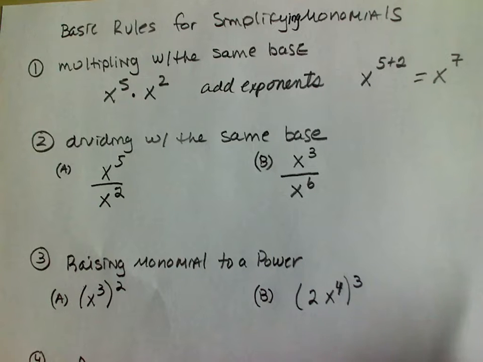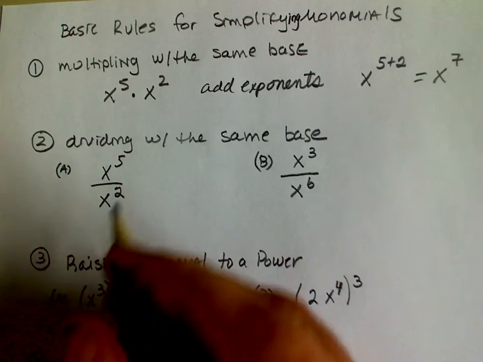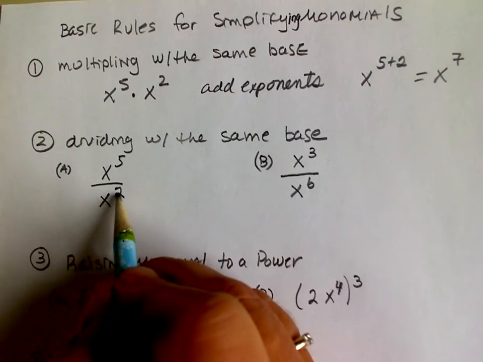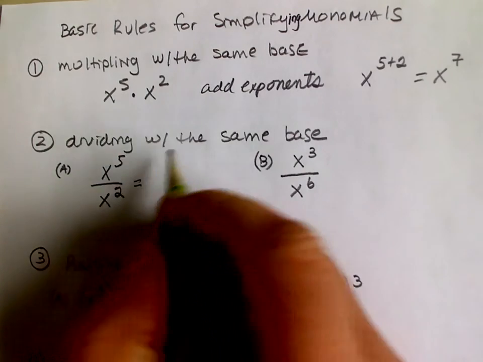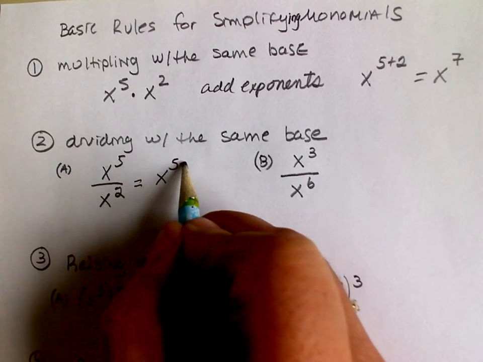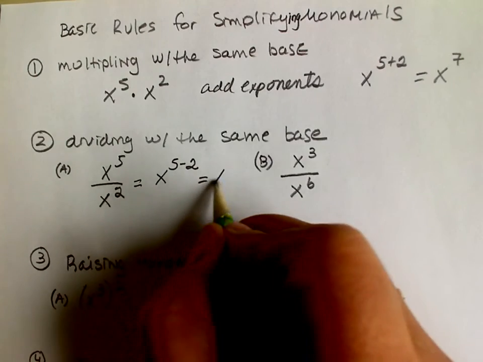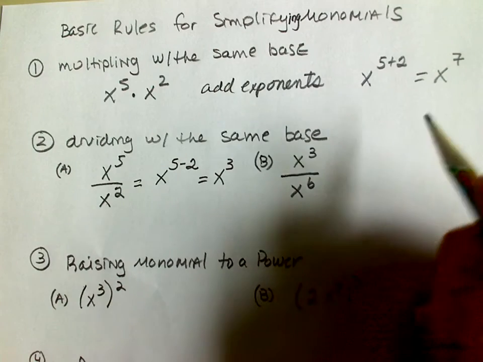Dividing with the same base is similar to the multiplication, with the exception that we'll be subtracting their exponents. Example 2a, x to the 5th divided by x squared. That will become x to the 5th minus 2, which is equal to x to the 3rd power.